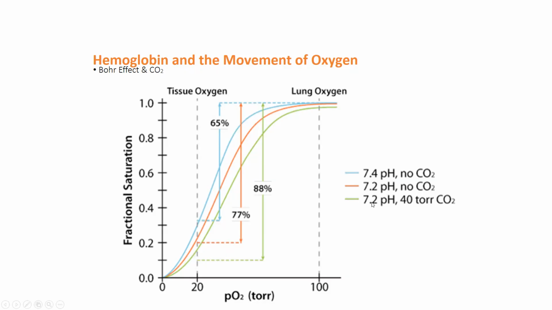And this is 7.2 and carbon dioxide. So green is the worst. This blue is just 7.4 pH. Red is 7.2, even more acidic. Green is 7.2 acidic, and you have carbon dioxide, which is more toxic. So now that shows you that hemoglobin behavior in these three different mediums is going to be different.